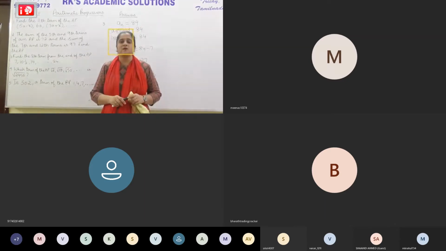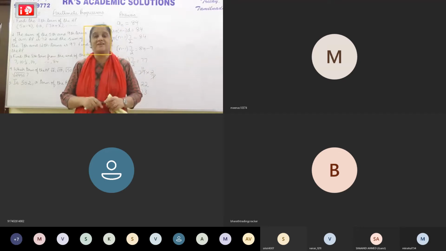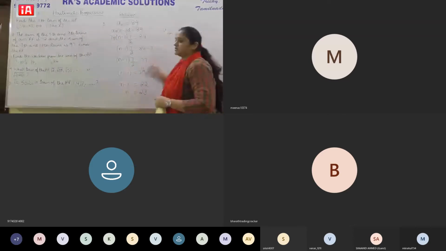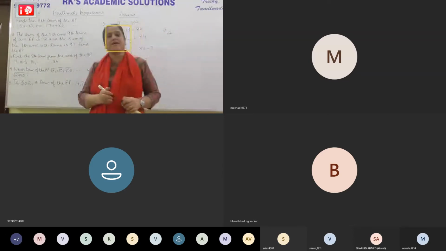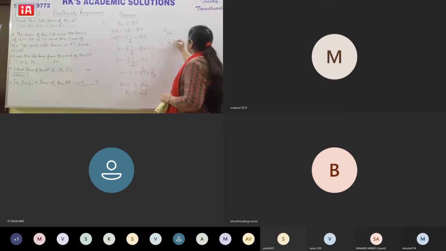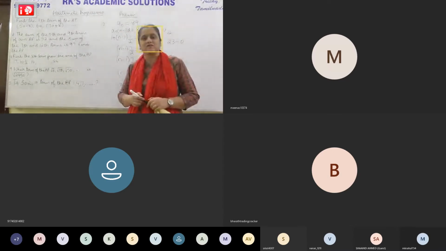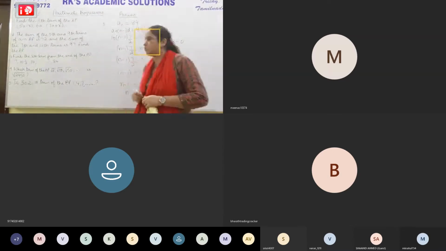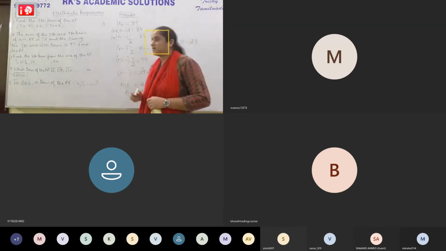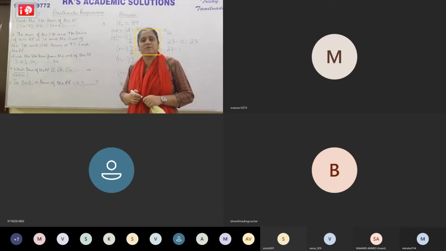Which is the second term from behind? The 22nd term, correct? The 22nd term is the second term from behind. So now see what happens. 23 minus 0 gives the last term from the end, the 23rd term itself. For the second term from behind, you need to do 23 minus 1. Just take 1 less than the term which you have to find from the end.